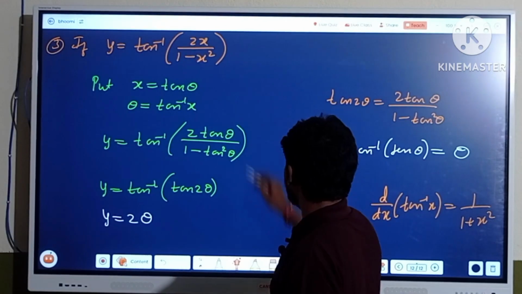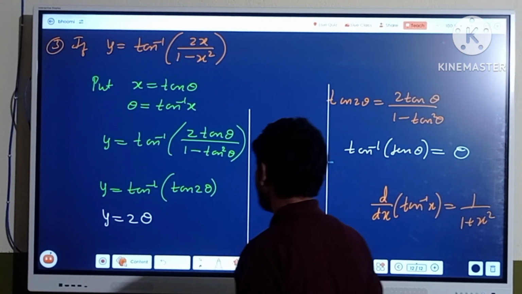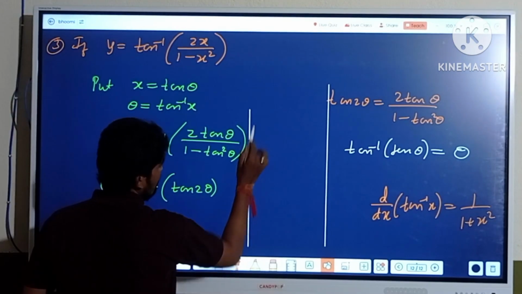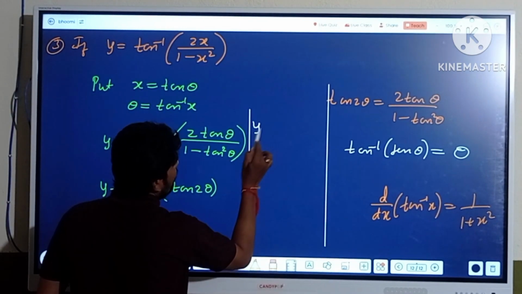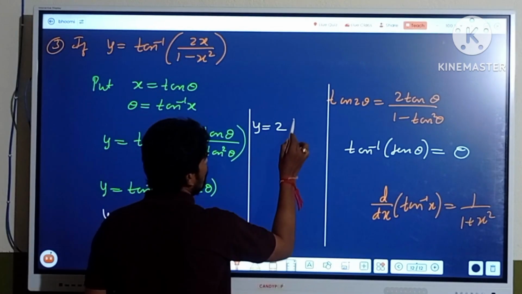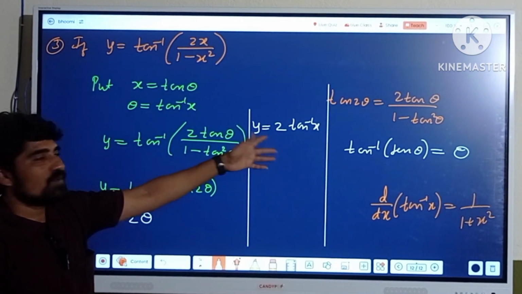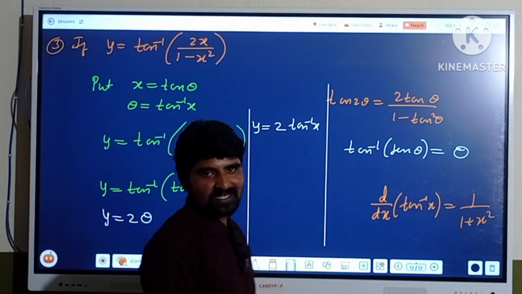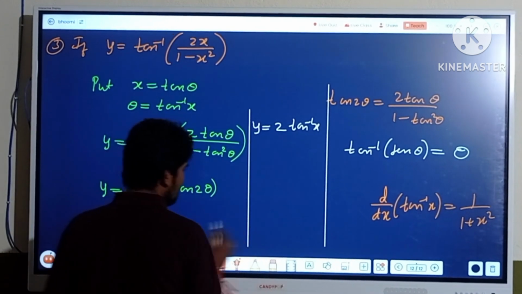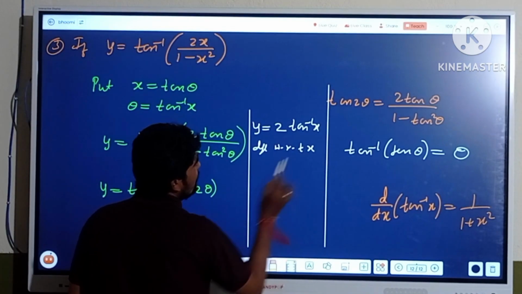Again, using the substitution, y becomes 2 into theta. What is theta? Tan inverse x. So y is 2 tan inverse x. Now we have written the simplest form of the given inverse trigonometric function, so now we can easily differentiate this with respect to x.